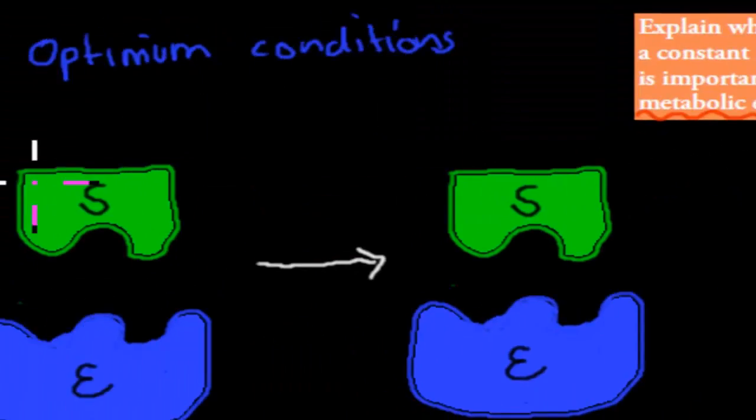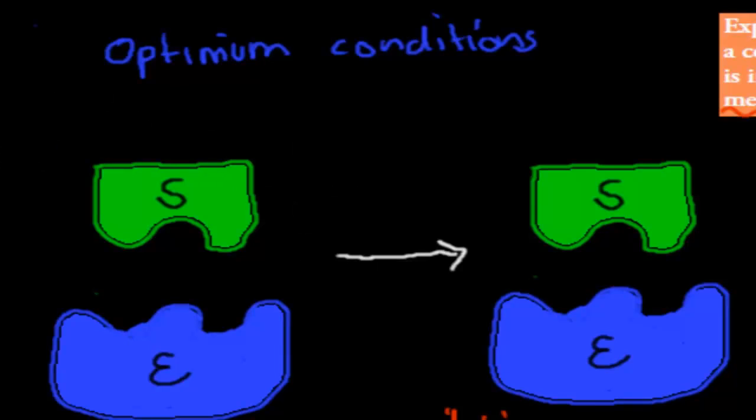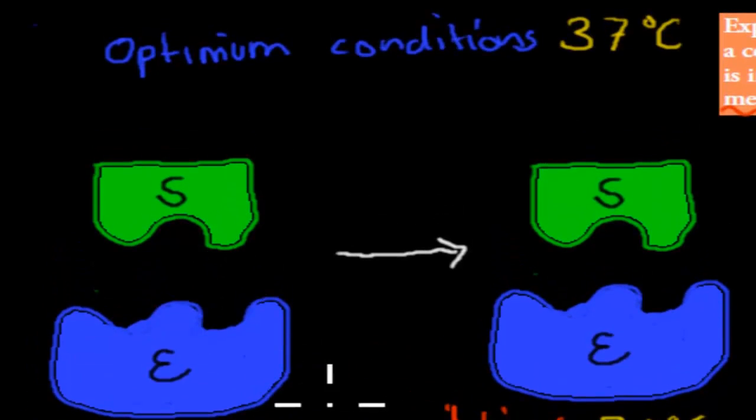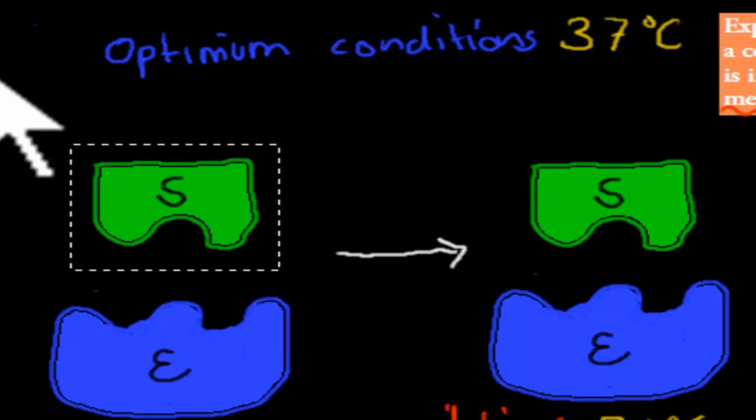Now let's have two scenarios here. We have our optimum conditions, which for enzymes in our body might be 37 degrees Celsius. And let's have our non-optimum conditions here. Let's say this is 30 degrees Celsius. And we'll see what happens in both these cases. So we have enzymes and substrates. Enzymes are the things that break down your substrates. So in this case, we have this enzyme binding to the substrate.